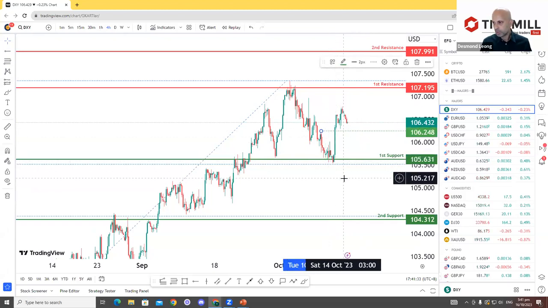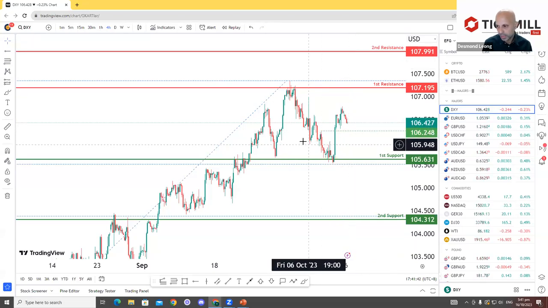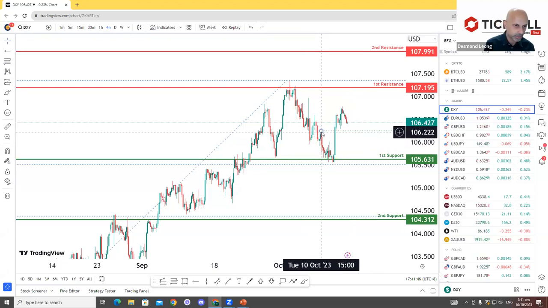We do see this level at 106.24, potentially functioning as an intermediate support level for the dollar index. Why do I say that? Because we see price running into resistance here, a little bit of resistance here on 10th of October, and after that, once price broke above it, it did find support above this level on Friday the 13th before bouncing higher.